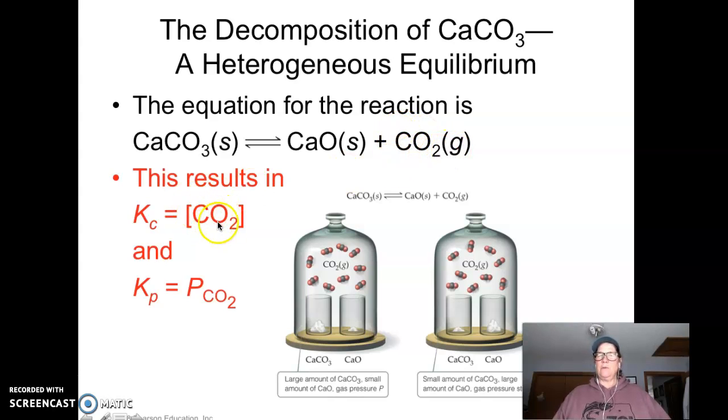Our K sub C is going to equal the concentration of your CO2. This one's going to be really easy to figure out because these guys, because they're solids, they're down here, they don't change. The carbon dioxide, because it's a gas, you're going to have more collisions with the particles, and that's all you're going to worry about. These guys, because they're solids, just hang in their same amounts, and they don't affect equilibrium.